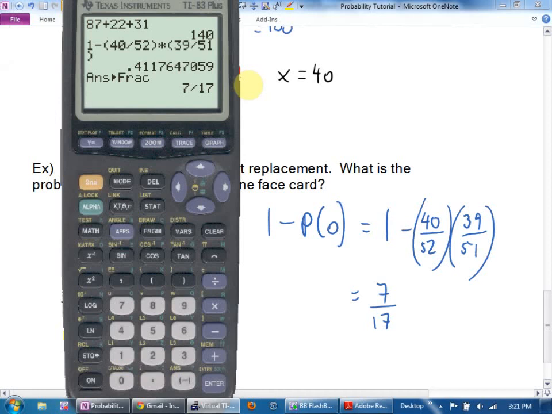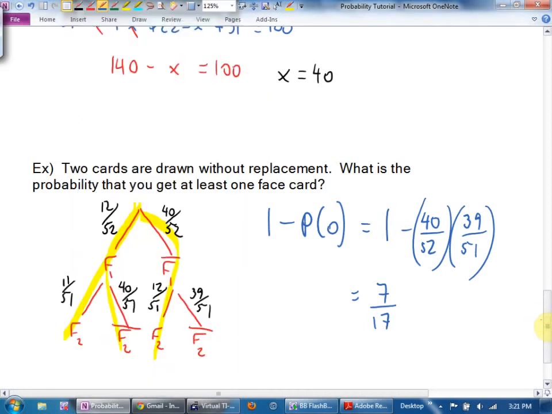What if it was three cards? Well, if it was three face cards, so not at least two, but three exactly, I could do that single branch of the tree, probably without even drawing the tree. It would be 12 out of 52 times 11 out of 51 times 10 out of 50. Done. Three face cards. But really, anything more than that, I'm going to use bucket and combinatorics.